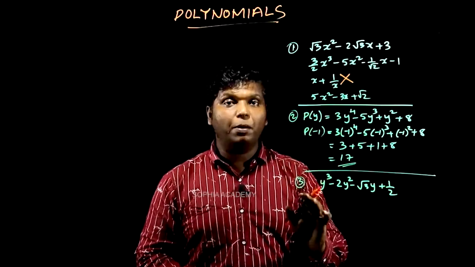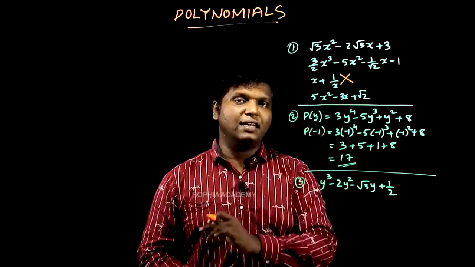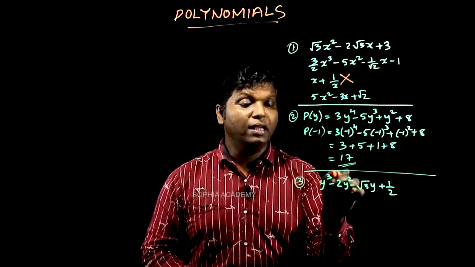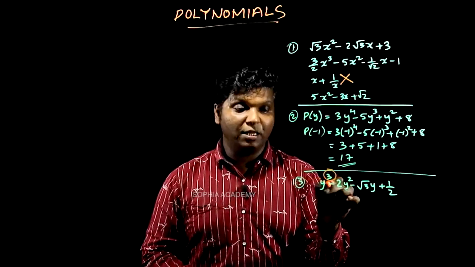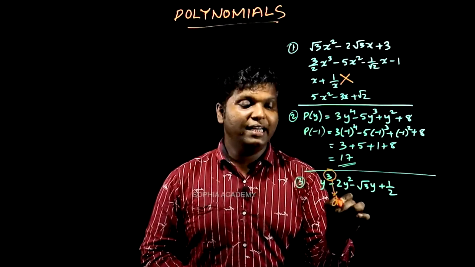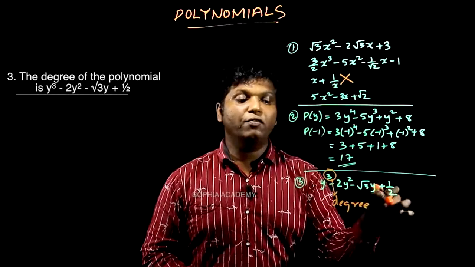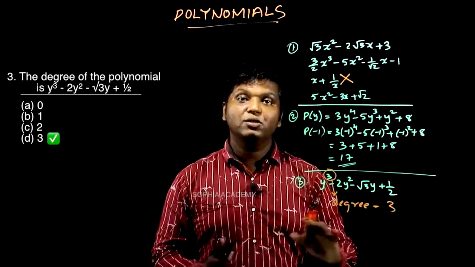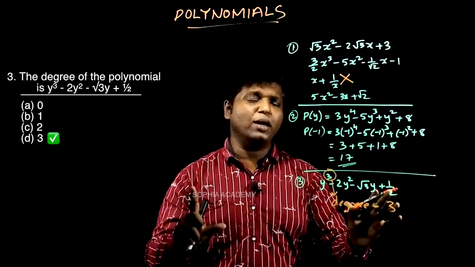What is the highest power or which is the biggest power? That is regarded as the degree. So tell me which is the biggest power? 3 is the biggest power, right? Here the 3 is the biggest power. So we will say this is the degree. So the degree of this polynomial is 3. So that's it. In a fraction of a second you are getting the answer, right?